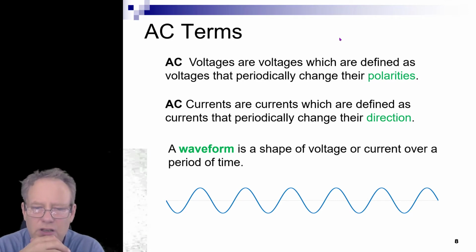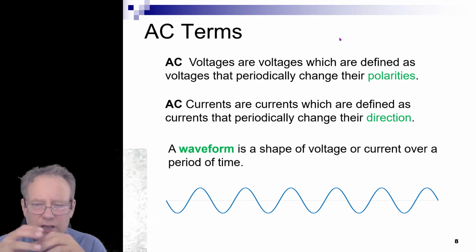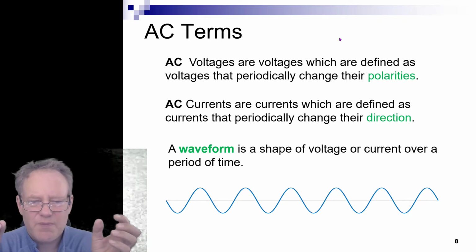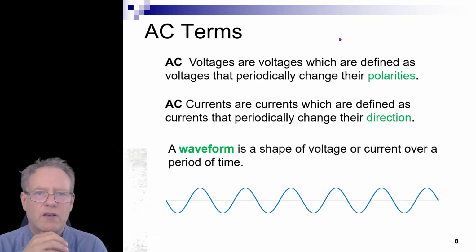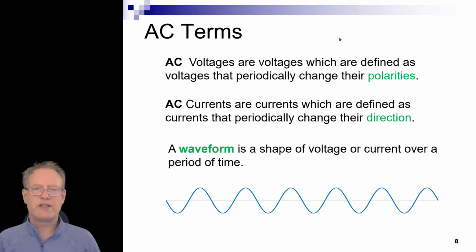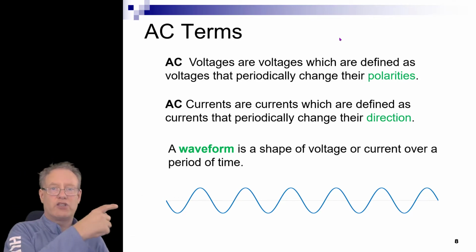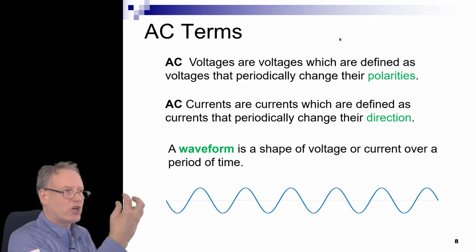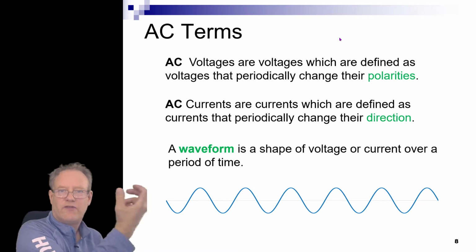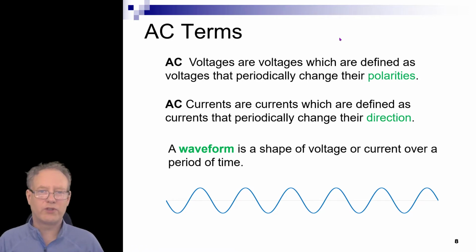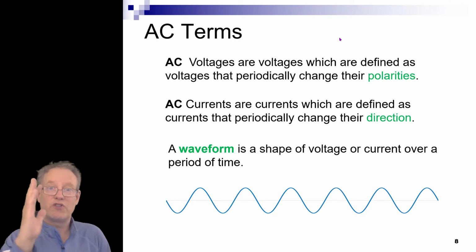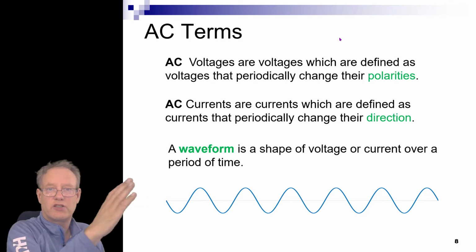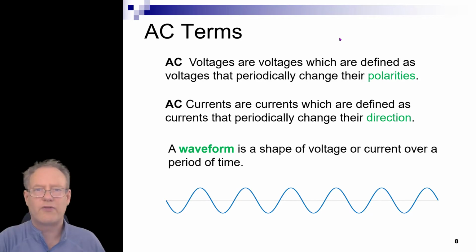AC currents are currents that periodically change their direction. So if current goes this way and then it turns around and goes this way and back and forth, that means the voltage is pushing them this way, and then the voltage starts to push them this way, and then back and forth and back and forth. Because the voltage does this, the current actually does this. It starts slow, then moves fast, slows down, and then turns around, starts slow, moves fast and slows down. Back and forth and back and forth. They actually do that.